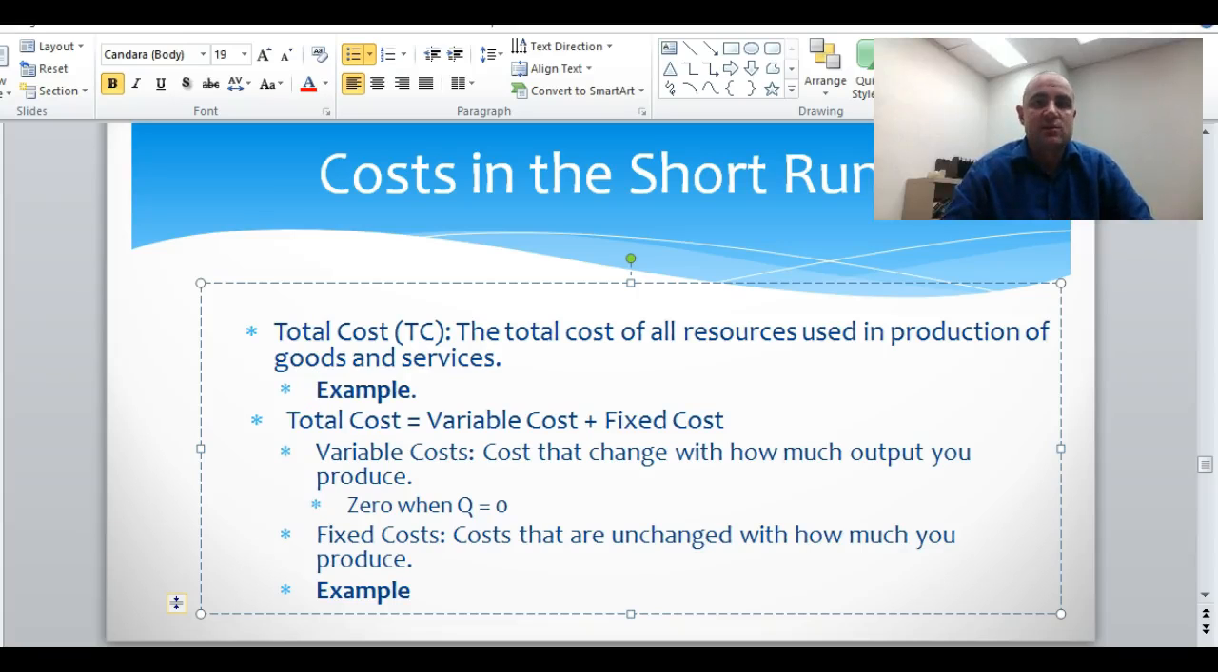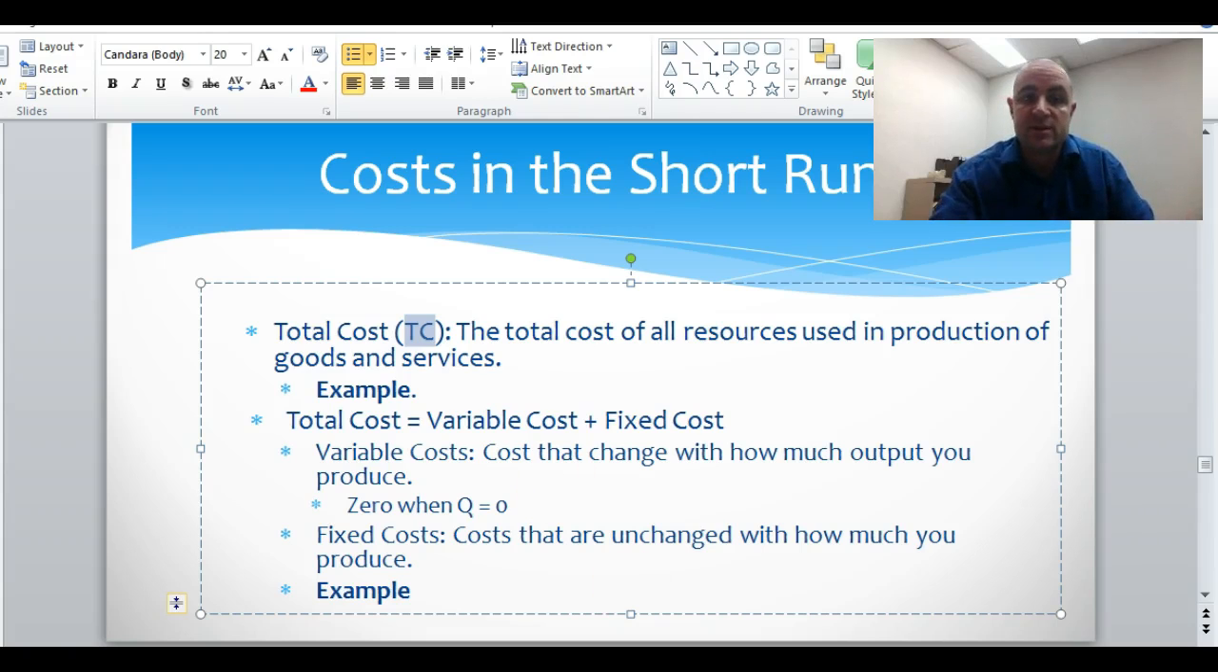So let's now take a look at costs in the short run. Again, in the short run, you have at least one input that is fixed, and we assume it to be capital. So we're going to go through and start to define some terms. The first one is total cost. The total cost, or just TC, and you're going to be seeing these terms a lot. The total cost is the total cost of all resources used in production of goods and services. So it's everything that it costs to put that output out there.